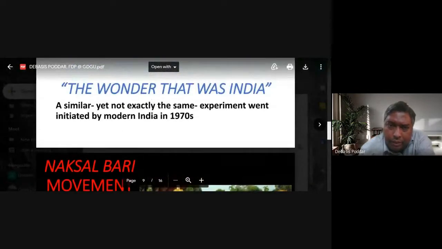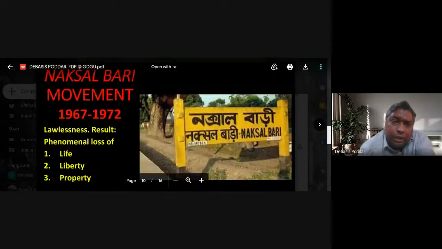Last slide, the way I mentioned that it is similar, yet not exactly the same. So this Naxalbari movement, 1967 to 1972, I am equalizing, as a discourse, the American Civil War and the Naxalbari movement. The Naxalbari movement is, in a way, a civil war. That is a low-scale civil war, not to the extent of the American Civil War of 1861 to 1865. But yes, in parts of India, at least the eastern and northern parts, it is a low-scale civil war, if you say so.